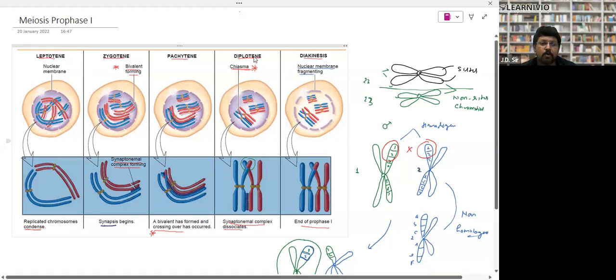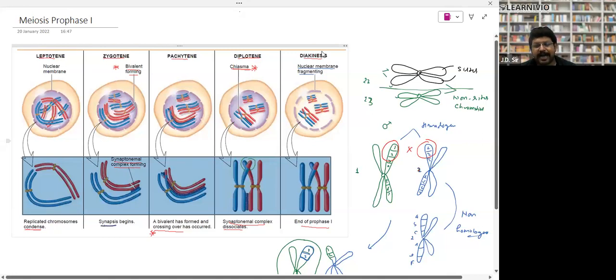Yes, sir. Now come to diplotene. In the diplotene stage, chiasmata formation takes place. The synaptonemal complex dissociates. They try to separate from each other after exchanging parts, and then they form a scissor-like, crisscross structure. This crisscross structure is called chiasmata. So the synaptonemal complex dissociates, and in diplotene, chiasmata formation takes place. Clear? Yes, sir. So bivalent, synaptonemal complex, crossing over, and chiasmata are clear.